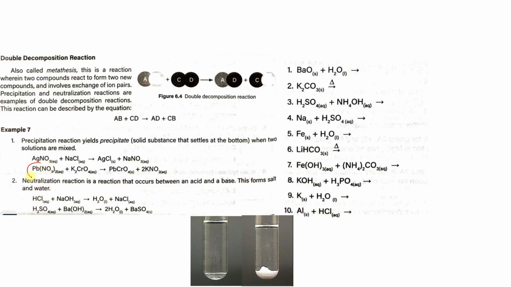So here we have lead, then we have the CrO4 here, then we have potassium, then we have our nitrate over here.